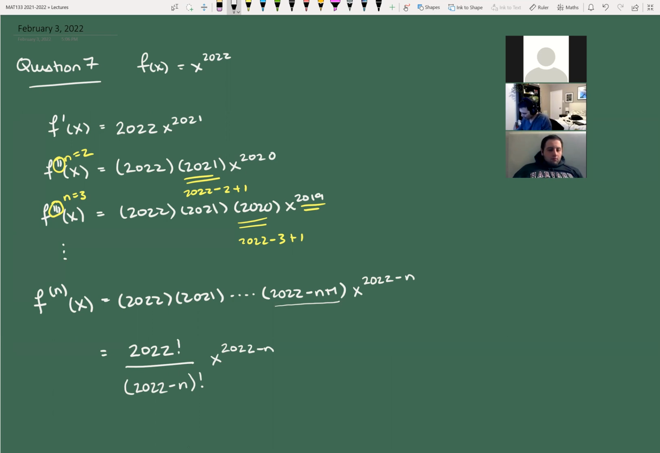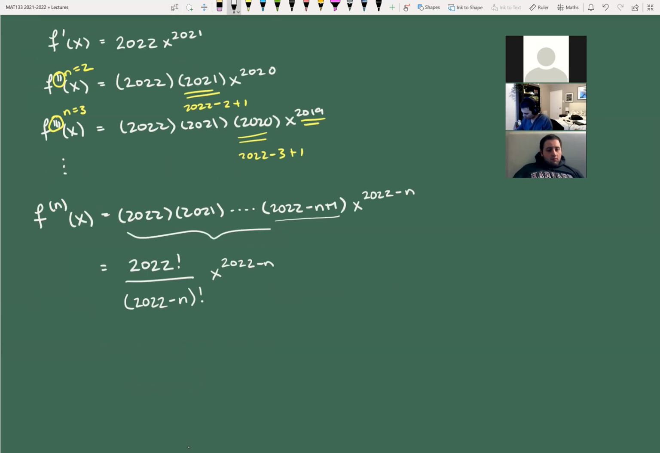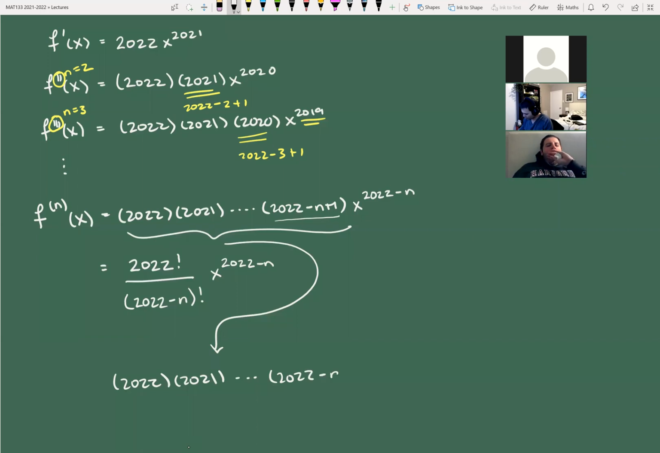So let's take a look. Let me take this part here and move this down. Okay, so we've got 2022, 2021, ... 2022 minus n plus 1. Okay, so we're all fine with that, right? Now, what did I get rid of? So, let me draw a little line here. This is where we want it to stop, right?